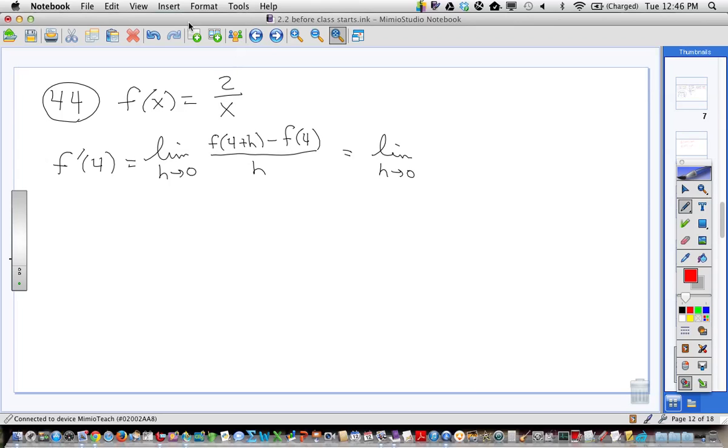All right, so now what? F of 4 plus h, what do we do? Put 4 plus h in for x. So that gives me 2 over 4 plus h. Right? And then f of 4 would be 1/2. Right? And then that's all over h. And look what I got. I got a fraction inside of a fraction.